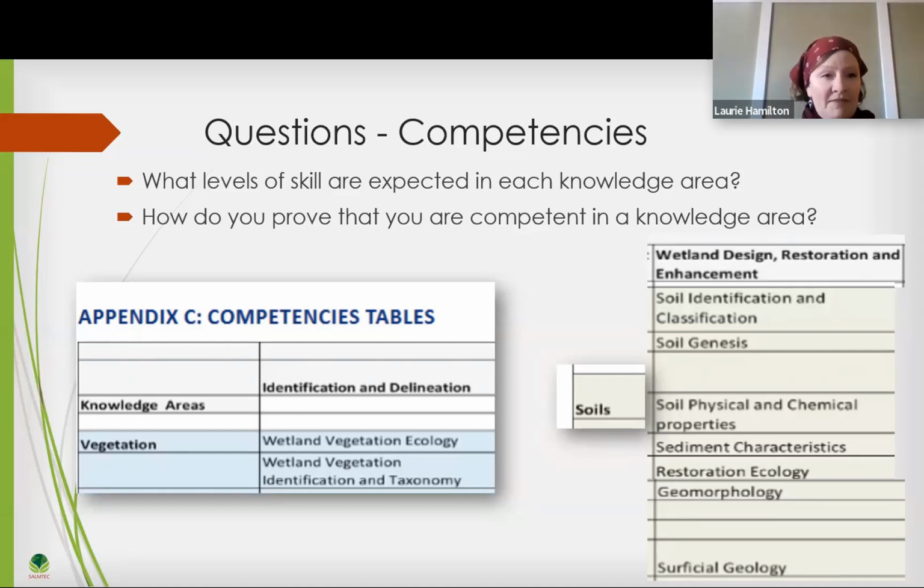How do you know that you have the skill sets? How many years of experience is enough? Is there anything that you can refer to? For example, Veg ID, right? Where is Veg ID needed? Veg ID for identification and delineation, but also ABRET classification, things like that. Reclamation, you need to know your plants. You need to know what they're thinking.